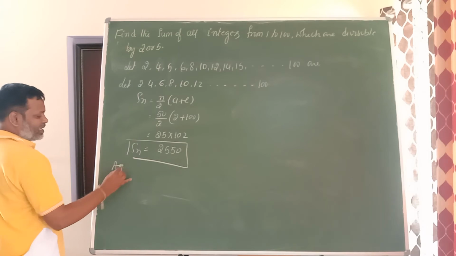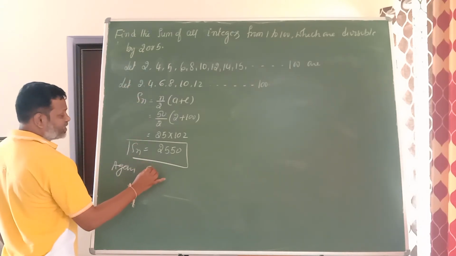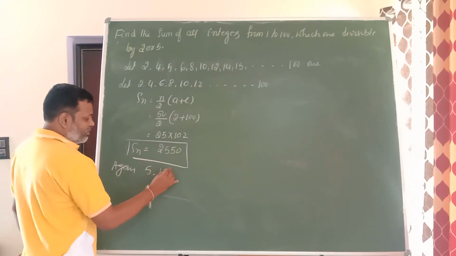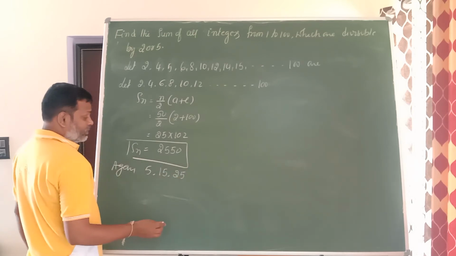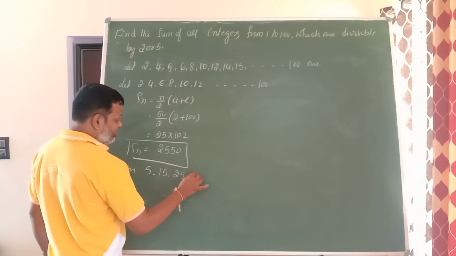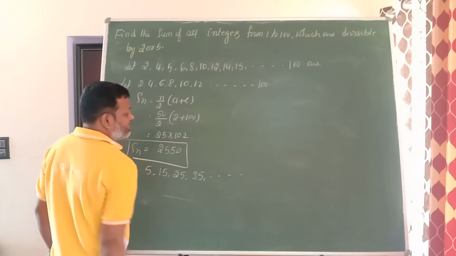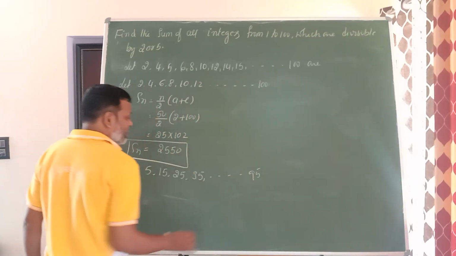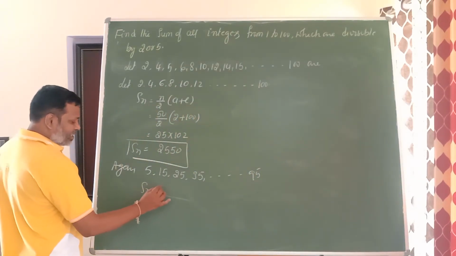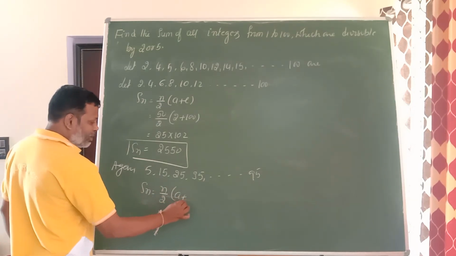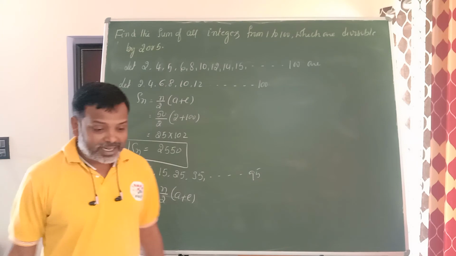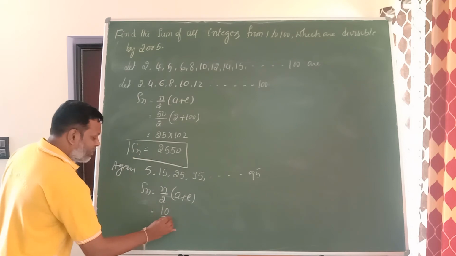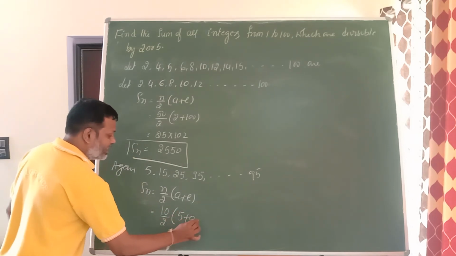Again consider another sequence here. Between the sequence, what are the left over numbers? We already considered 2, 4, 6, 8, 10, 12 like that. Consider 5, 15, 25, and then 35, and so on like that. The last number will be 95. So Sn I am considering here, Sn is equal to n by 2 into a plus l. Got my point? So n is what? How many terms are present here? 10 terms are there. How can I write? 10 by 2 into a plus l, 5 plus the last number 95.